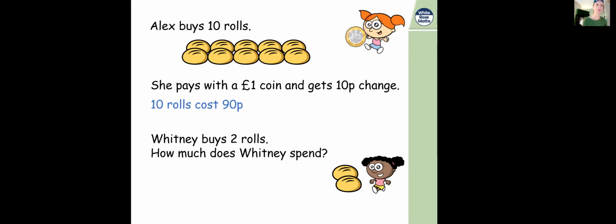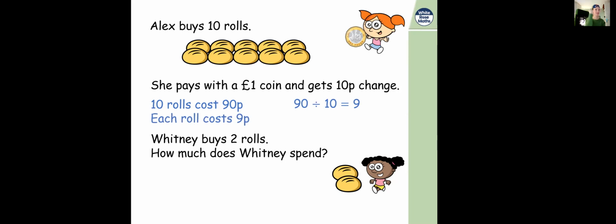That's the first bit of information that it tells us. So we need to divide that 90p that she spent on her rolls between 10 because we're trying to find out what each individual roll costs. So 90 divided by 10 is the division sum that you need to work out for that top part. 90 divided by 10. And some of you will have worked out that that's 9. So each roll costs 9p.